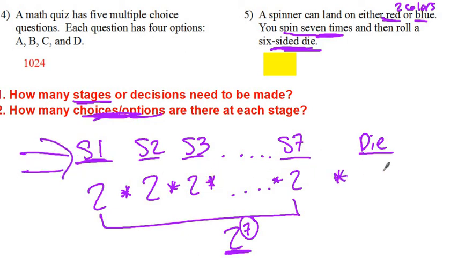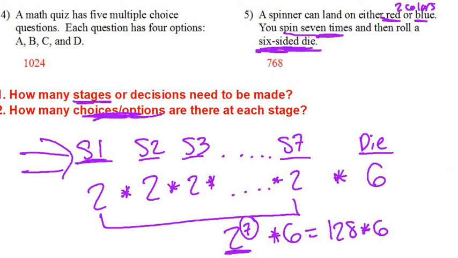And then how many options for rolling the die? Well, it's telling us it's a 6-sided die, so that's going to be times 6. So our final answer is 2 to the 7th times 6. 2 to the 7th is 128, and 128 times 6 is, I believe, 768.